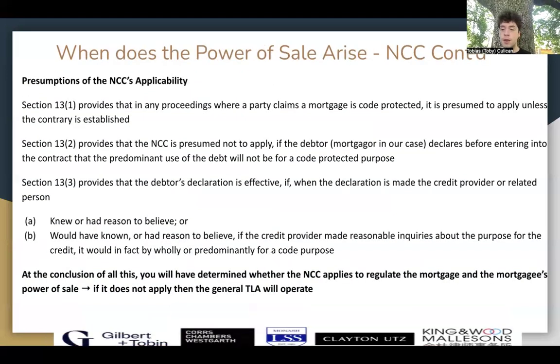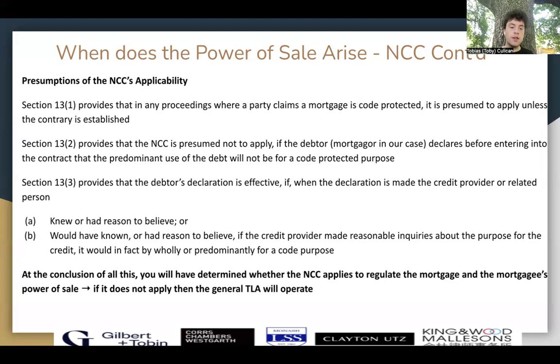So there are some presumptions too which come up. Section 13.1 provides that in any proceedings where a party claims a mortgage is code protected, it is presumed to apply unless the contrary is established. So if there was a mortgagor wanting to say there's been a defective sale of my property, and they allege that the NCC applies, it'd be presumed so, unless the mortgagee can prove otherwise.